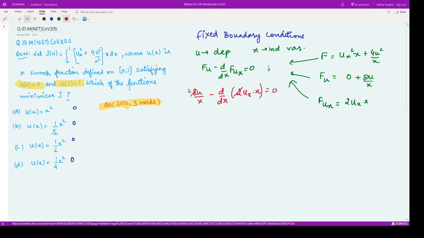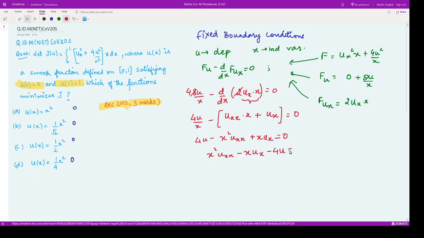So I can take 2 common from here. I'll have 4u divided by x minus, here I have to apply the product rule. So the first function's derivative times the second function as it is, plus the first function as it is times the derivative of the second, that would be 1, right? So I have 4u minus x squared u_xx plus x u_x is equal to 0, or I can write this as x squared u_xx minus x u_x minus 4u is equal to 0.